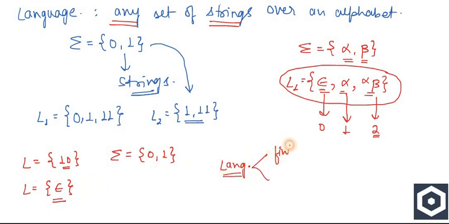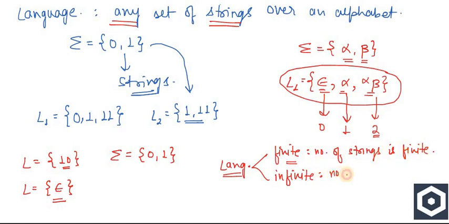So we can categorize a language into 2 parts. One is finite language and another one is infinite language. So what is a finite language? A finite language is nothing but a language in which the number of strings is finite. Similarly, an infinite language is the one in which the number of strings is infinite. Let us see examples of both of these.